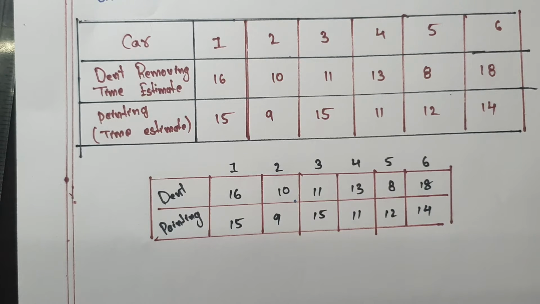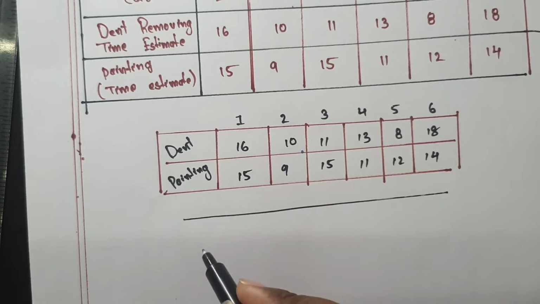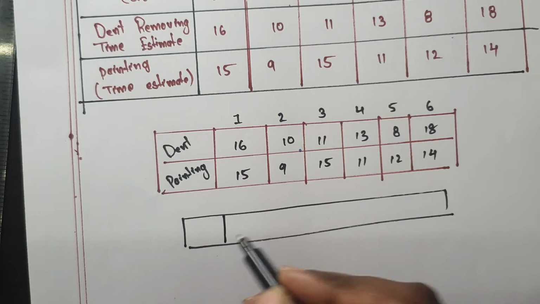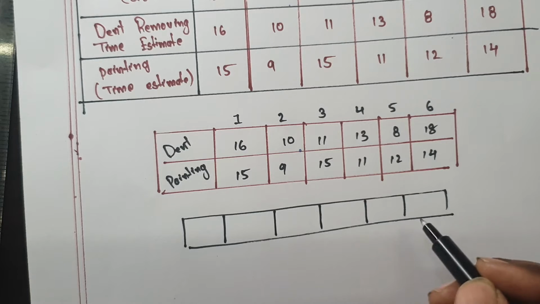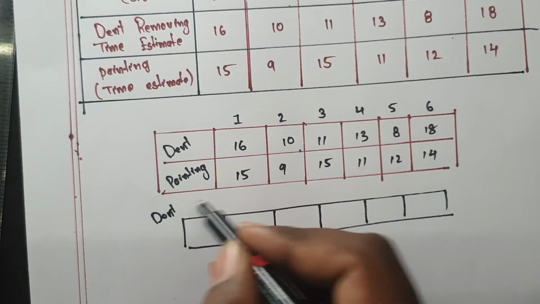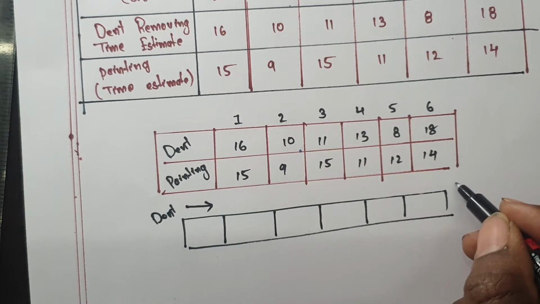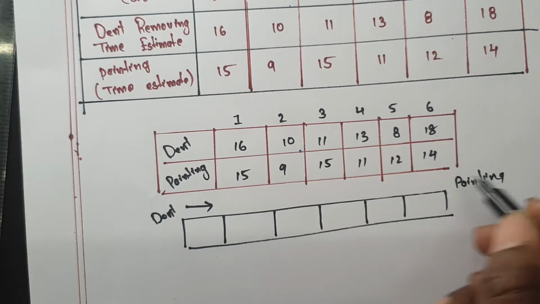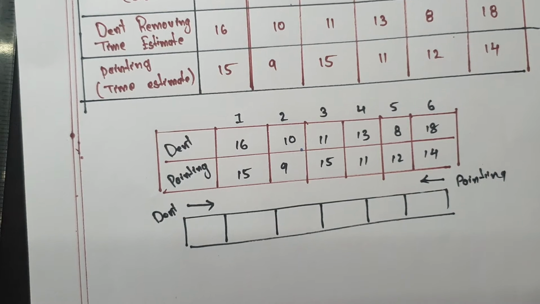What you have to do is create another box. Write 1, 2, 3, 4, 5, 6. For the first step, denting, you fill from left to right. Then if it is painting, you go from right to left. Like this you have to follow the sequence.